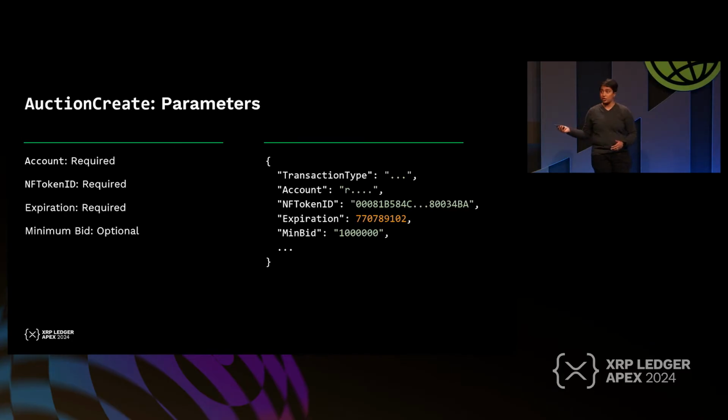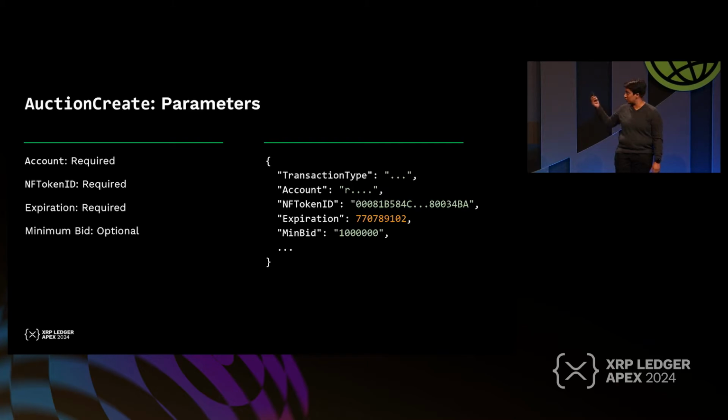So first off, let's start with our parameters for auction create. We need an account. We need to be creating this transaction from an account. We need the NFT. What are we auctioning off? We have the expiration, and we have the minimum bid. The minimum bid is optional. If it's not specified, it's basically just 0.